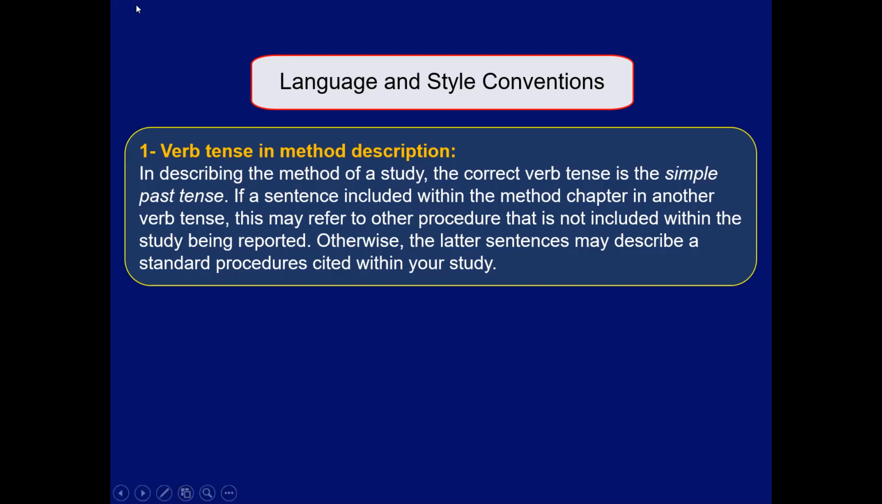Sometimes the author mentions a different kind of tense, maybe the present tense, but this is not about your work. Otherwise, the later sentences may describe a standard procedure cited within your study. So if you mention procedures that belong to another study, and you cite that as a reference, you could use a different verb tense, for example a present one. But when you talk about your own genuine work, you have to write in the simple past tense.